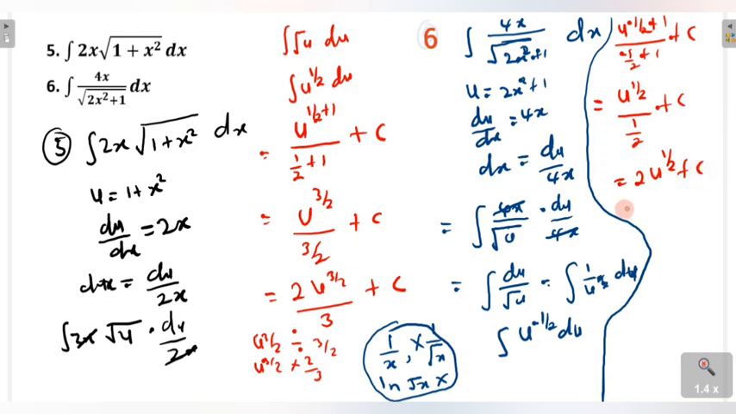And you know what our u is. From our substitution, our u is 2x squared plus 1. So it's 2 into 2x squared plus 1 raised to power half plus c. This means square root, so you can rewrite it as 2 into the square root of 2x squared plus 1 plus c. If you leave your answer like this, you are correct. If you leave it like this, you are also correct.